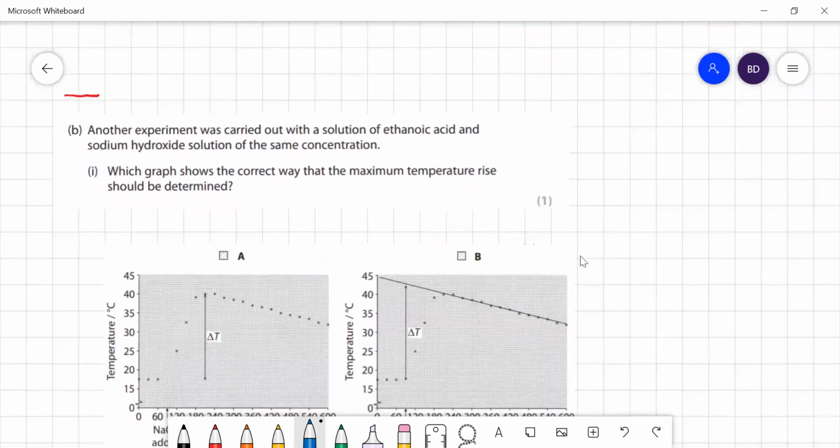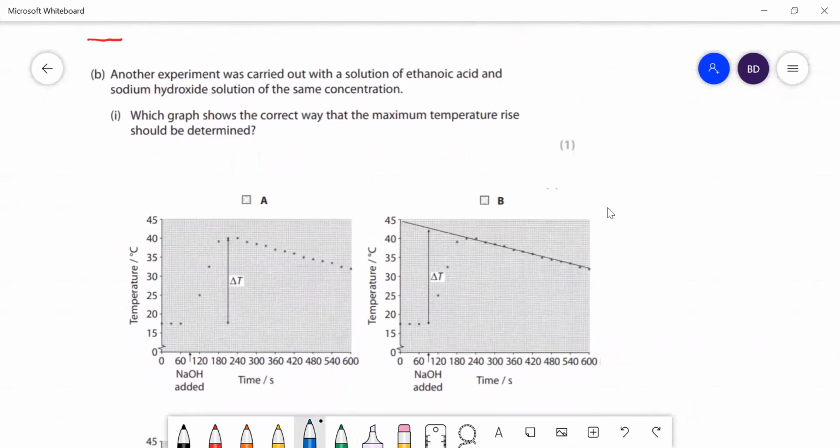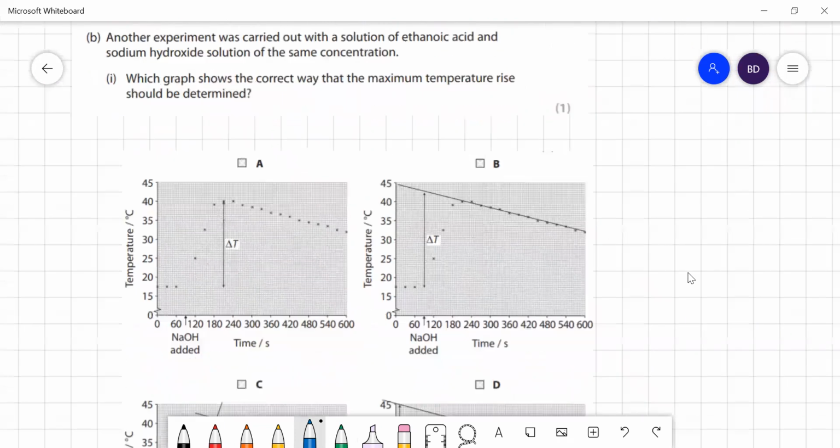Okay, now it says here, instead of just measuring the maximum temperature, they've done this thing where you monitor the temperature throughout the reaction, before and afterwards. Another experiment is carried out with a solution of ethanoic acid and sodium hydroxide. Which graph shows the correct way the maximum temperature rise should be determined? Okay, right, now let's look at those 4 graphs.